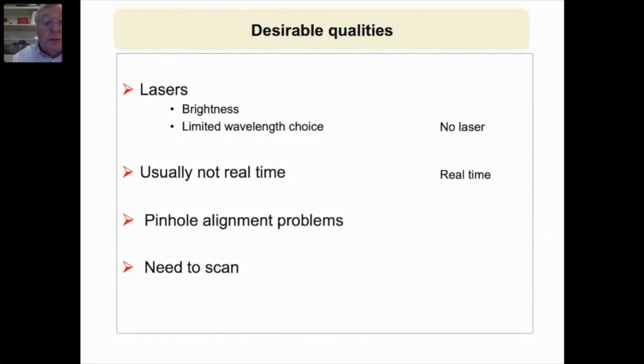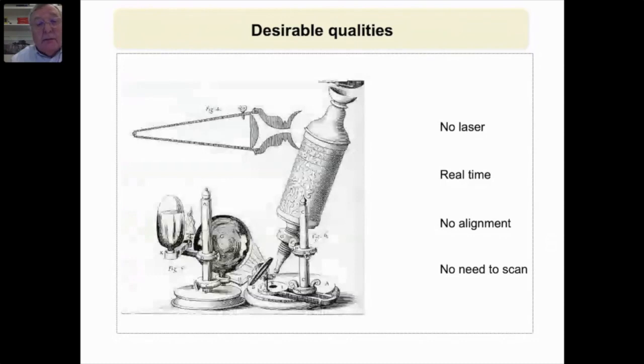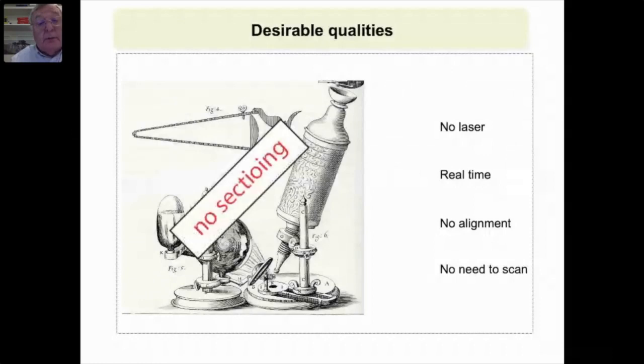You want it to be real time, easy to align, and no need to scan. Now, what have I just defined? I've defined a microscope with no laser, real time, no alignment, no scanning. That is what this thing does. So I've invented a microscope that Hooke had years and years ago, but it didn't have optical sectioning. So the question is, can we get optical sectioning into Hooke's old microscope?